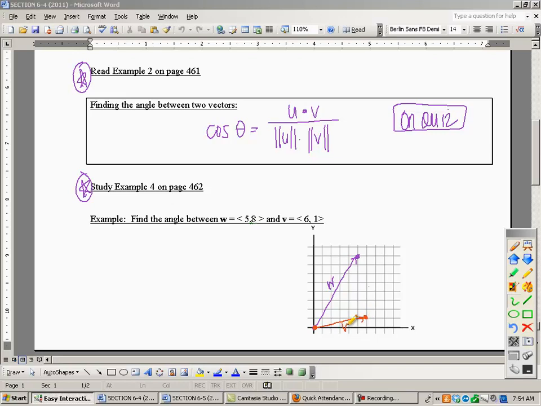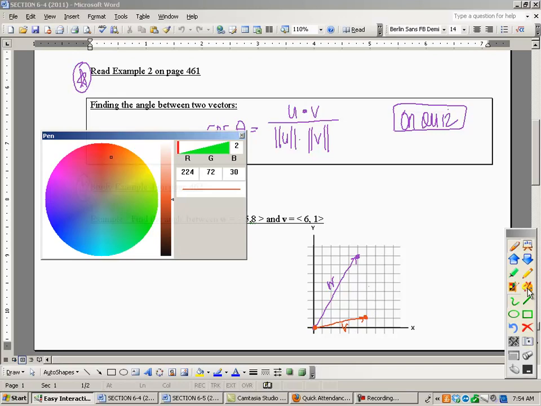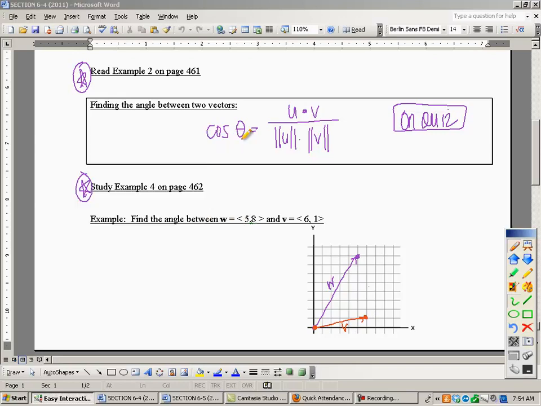And what we're trying to do now is find this angle here, theta, between the two vectors. We have a formula, and I'm going to start with that formula. The cosine of my angle is the dot product of w and v divided by the magnitude of w times the magnitude of v.